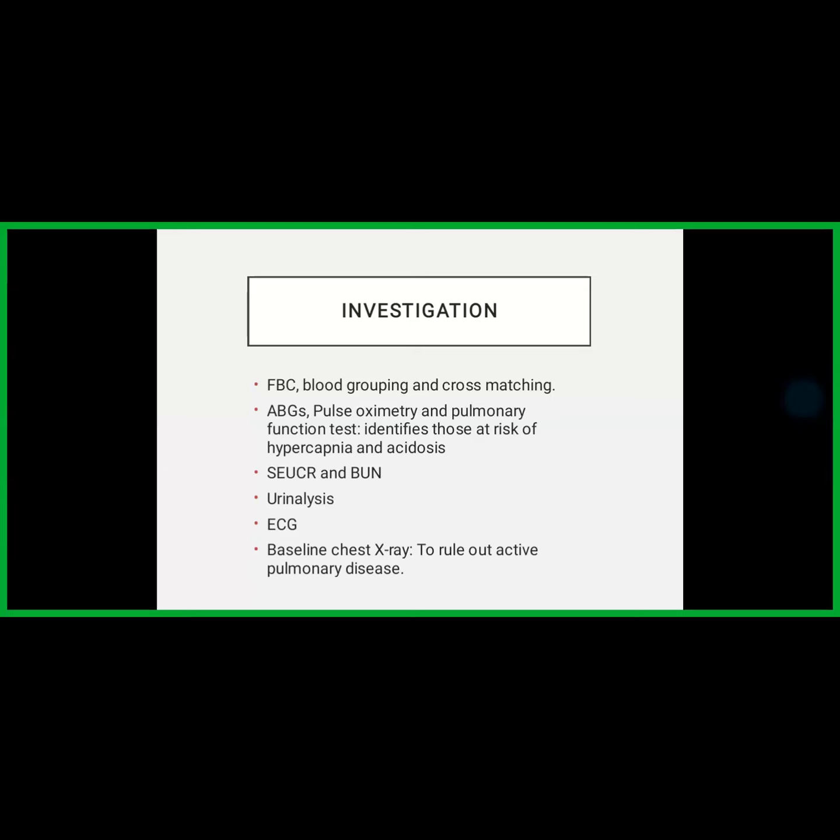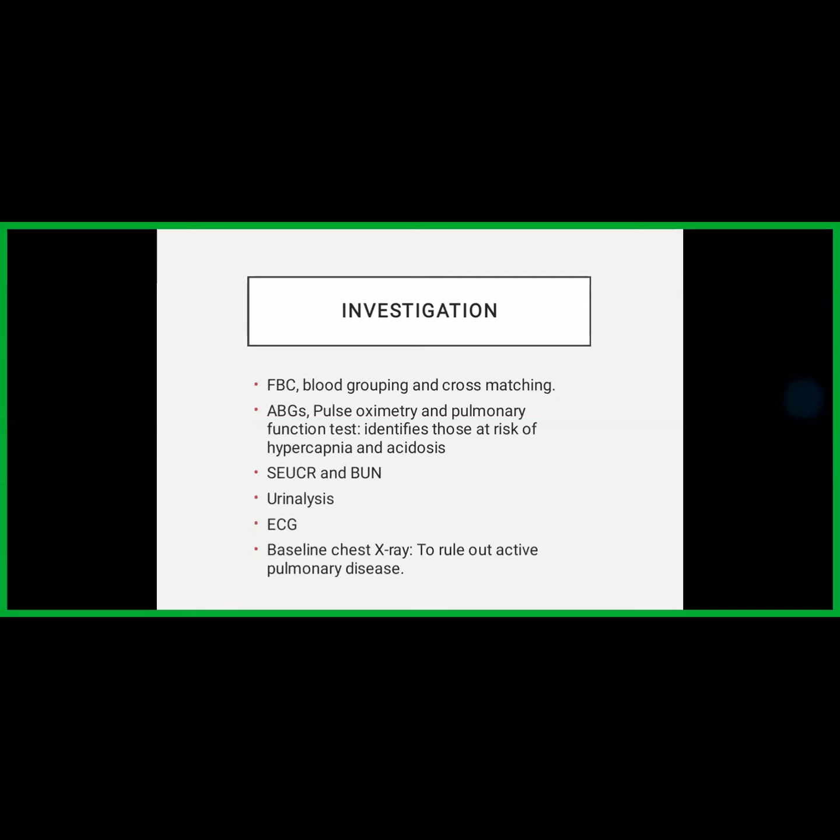For investigations, a full blood count will be done, looking at the blood levels, the hemoglobin and platelets of these patients, looking at the white blood cell count to know if there's any ongoing infection, especially with an elective surgery. Then blood grouping and cross matching should also be done, and blood made available if there's need for it. Then other tests are the arterial blood gas, pulse oximetry, and pulmonary function tests. All these tests actually identify those at risk of hypercapnia and acidosis. Then serum electrolytes, urea and creatinine to check the functionality of the kidney and also to check if there are any electrolyte abnormalities.